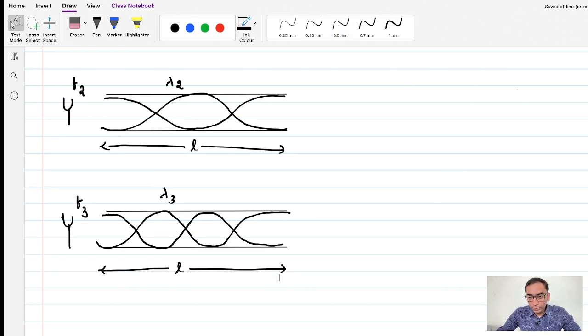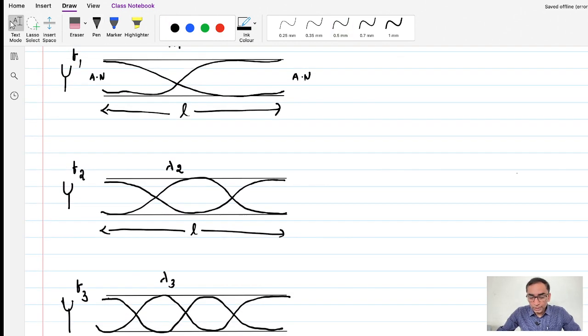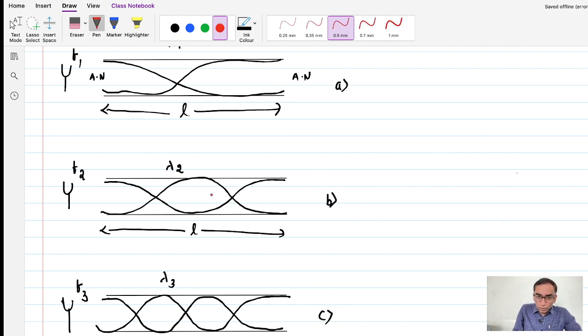Now, if you look at all the three diagrams, you will immediately come to know that this is case A, this is case B, this is case C. Now, the wavelength keeps on decreasing, right. You can see that the first wave is very long, the second wave is a little bit shorter, and the third wave is a little bit more compressed compared to the other waves. So, as we go down, the frequency increases and the wavelength decreases.